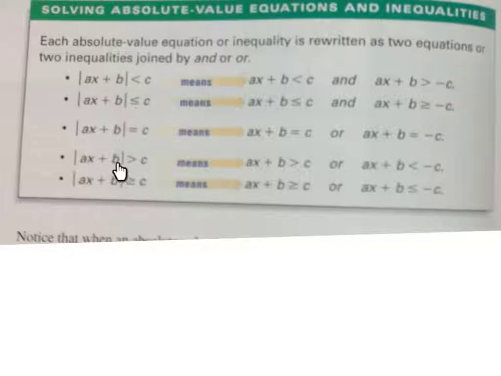When you have a greater than, the absolute value is greater than a number, then you're going to say that what was in the absolute value is greater than C, or, notice the word or, the number will be less than the opposite of C. Let's do two examples of those to show you what it is. Alright, the first example in absolute value inequalities.